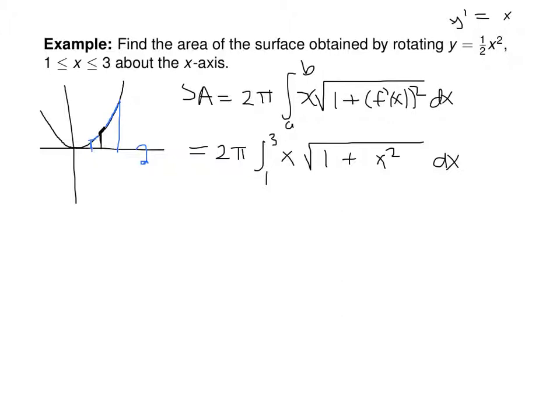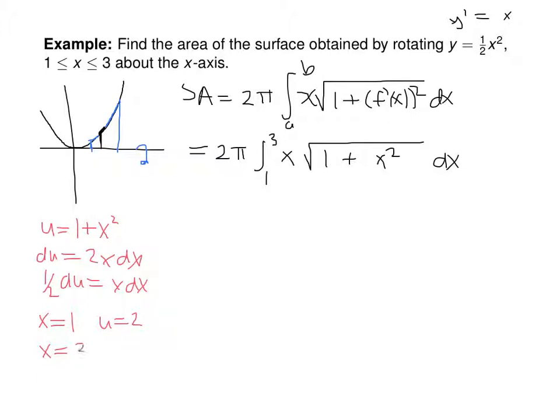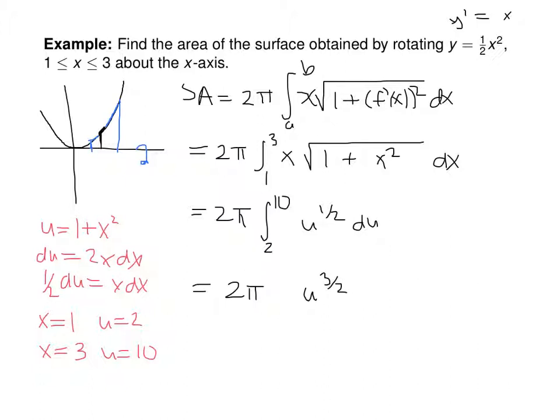Now we're going to once again do a u substitution. So let u equal 1 plus x squared. du is 2x dx. Half du equals x dx. And if x equals 1, u is equal to 2. And if x equals 3, u is equal to 10. So this becomes 2 pi integral from 2 to 10 of u to the 1/2 du. So that's 2 pi times u to the 3/2 over 3/2, from 2 to 10. So 4 pi over 3. Now 10 to the 3/2 will be 10 root 10, minus 2 root 2. So 10 root 10 minus 2 root 2.